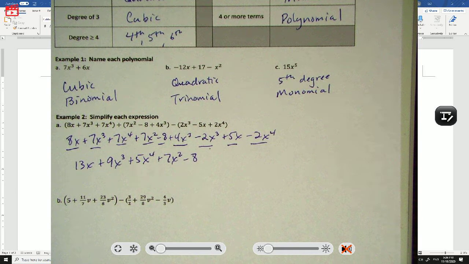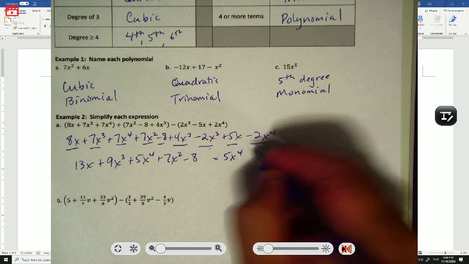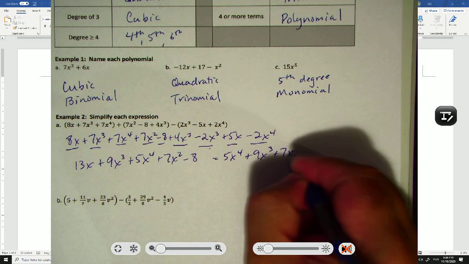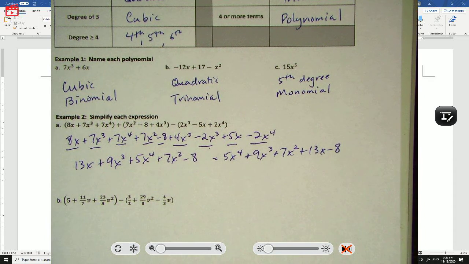Generally speaking, you want the exponents either to be going up or going down. Generally speaking, we have it going down. So it'll be 5x to the fourth plus 9x cubed plus 7x squared plus 13x minus 8. Alright.